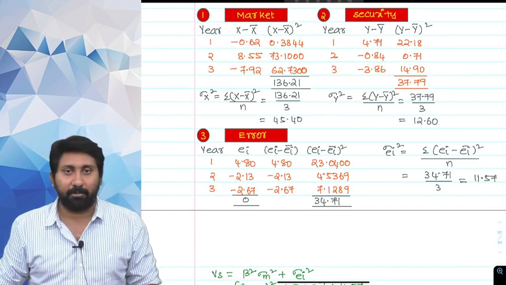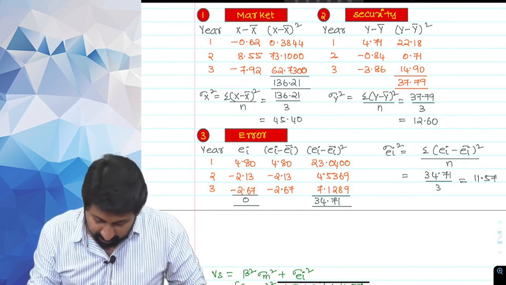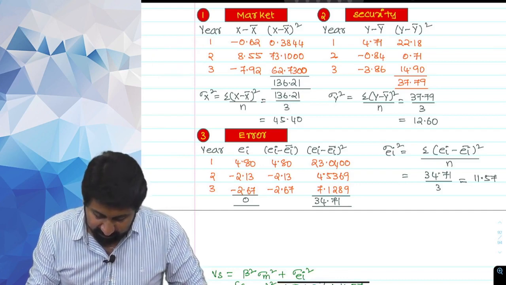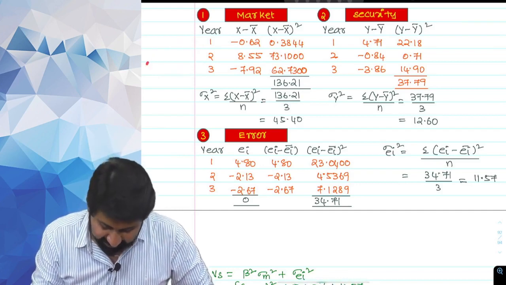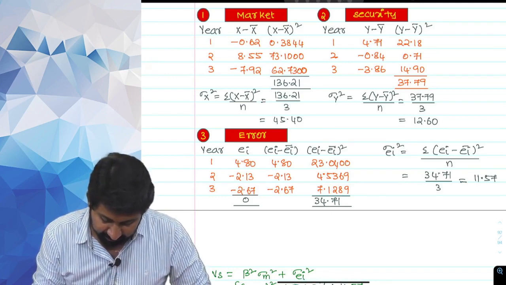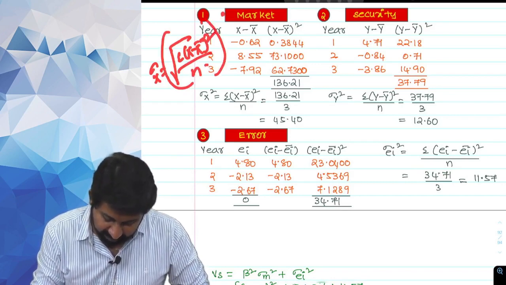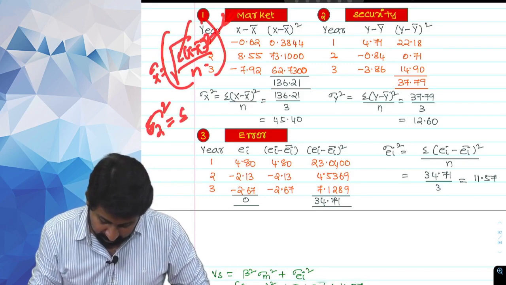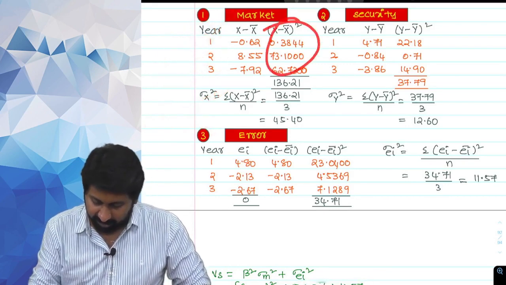Information taken from the problem. So, why are we calculating this? Because beta square, sigma m square. Sigma m square means what? First, we need to calculate the variance of the market. What is the formula for standard deviation? Standard deviation of x equals the root of sigma (x minus x bar) the whole square divided by n. Variance means the square of this. So sigma x square equals sigma (x minus x bar) the whole square divided by n. That's why we are calculating this.